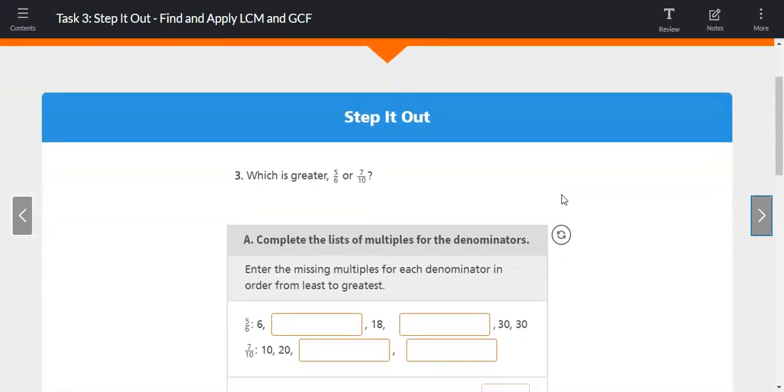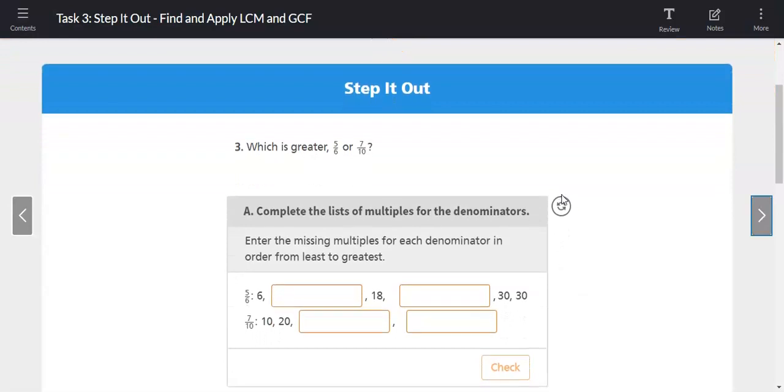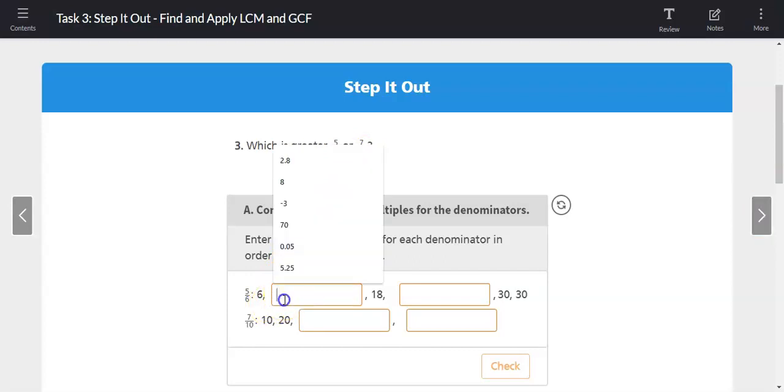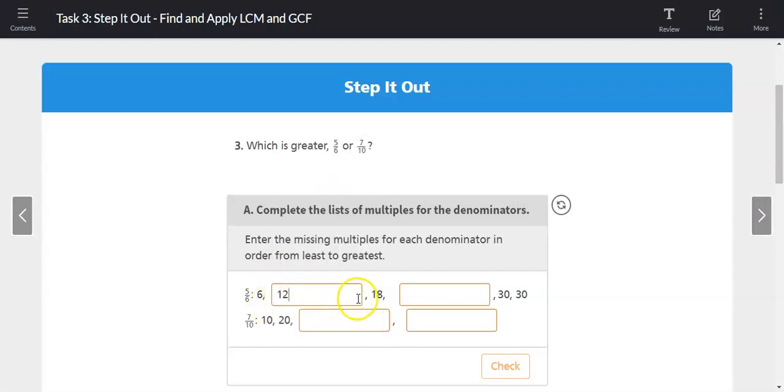Okay, which is greater, 5/6 or 7/10? So complete the list of multiples for the denominators. So we need to look at 6 and 10 to find a good common denominator. So we have 6, 12, 18, 24, and 30. Down here we have 10, 20, 30, 40. And I know to count by those because if you look at the denominators, the denominator right here is 6, so 6, 12, 18, 24. Down here is 10, so 10, 20, 30, 40.